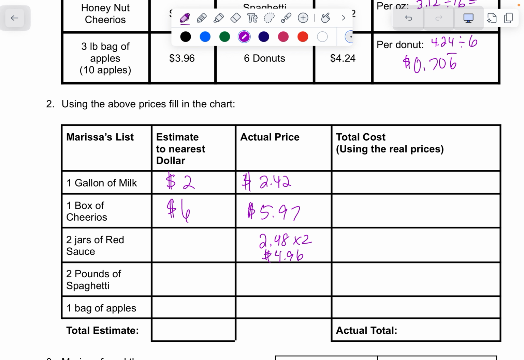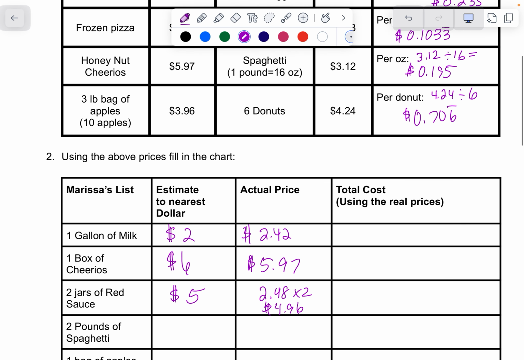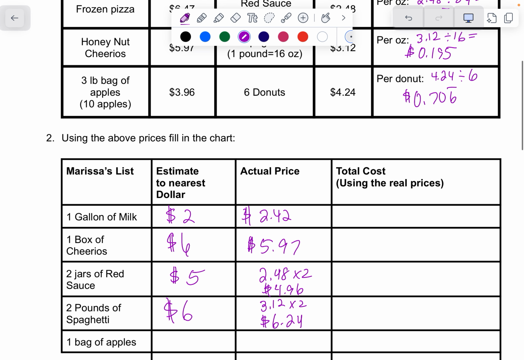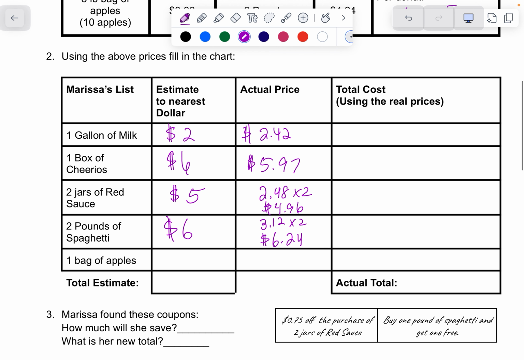Okay. Let's do spaghetti. Spaghetti, we want 2 pounds. 1 pound is $3.12. So you're going to do $3.12 times 2, which is $6.24. So that's closest to $6. A bag of apples is $3.96. That's close to $4. And then before you move on, let's do the estimate total, okay?